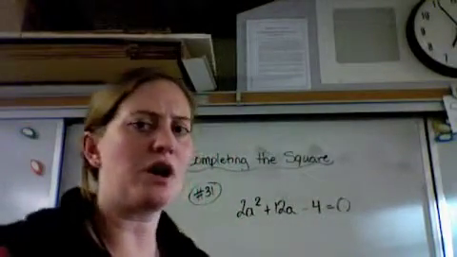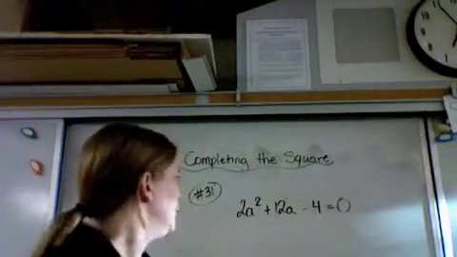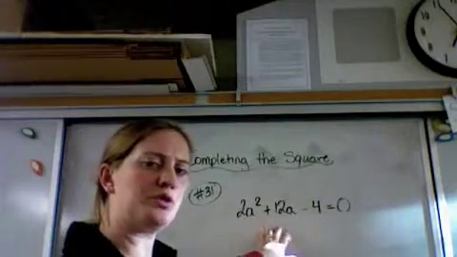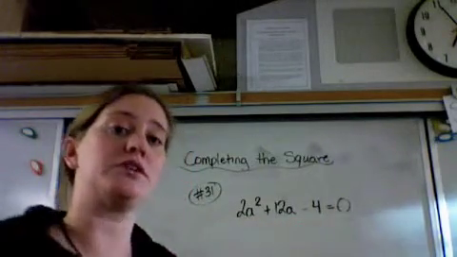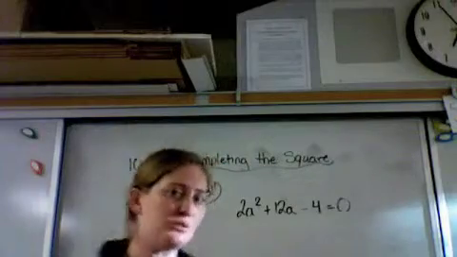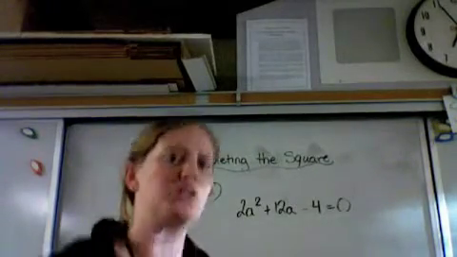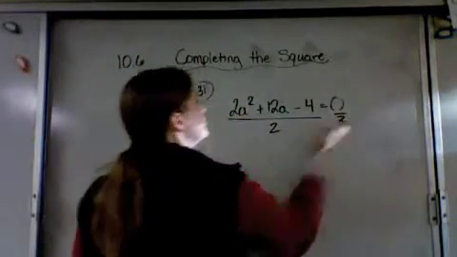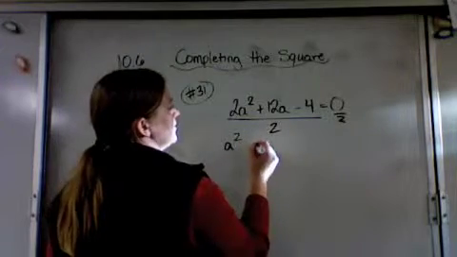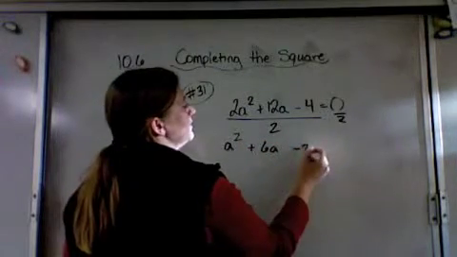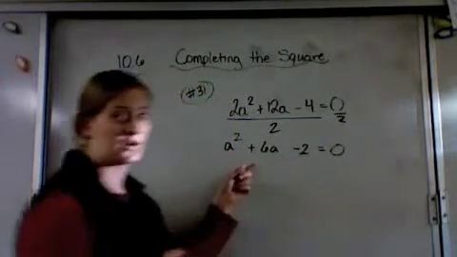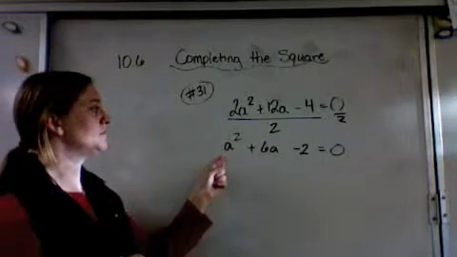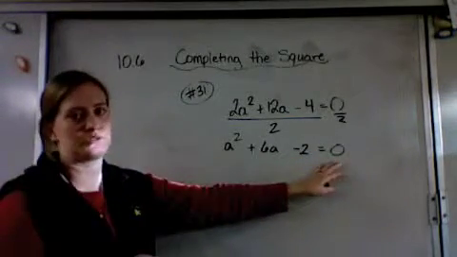Okay, so let's do another problem, number 31. It says 2a squared plus 12a minus 4 equals 0. For this kind of problem, we always want to check for a common monomial factor. And I see one. It is 2. So let's divide both sides of the equation by 2. We end up with a squared plus 6a minus 2 equals 0. Okay? And then what we can do is add 2 on both sides of the equation.